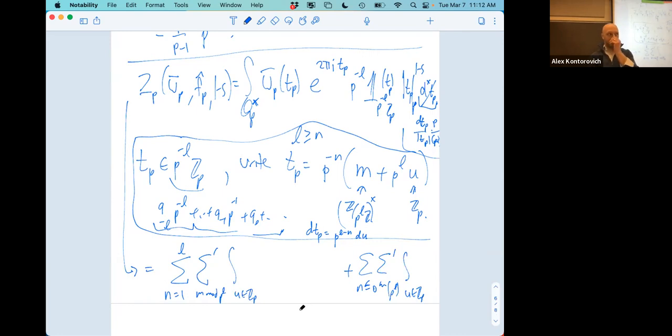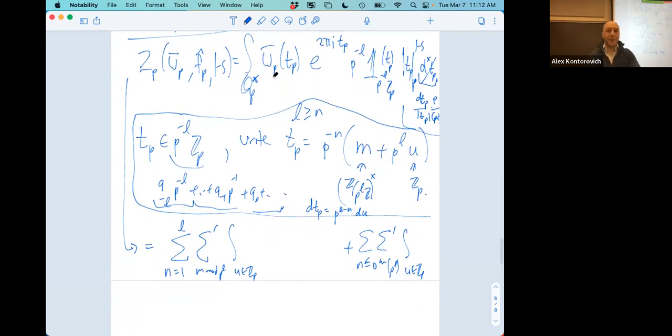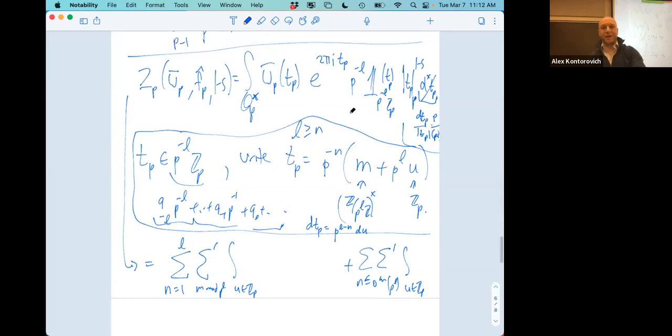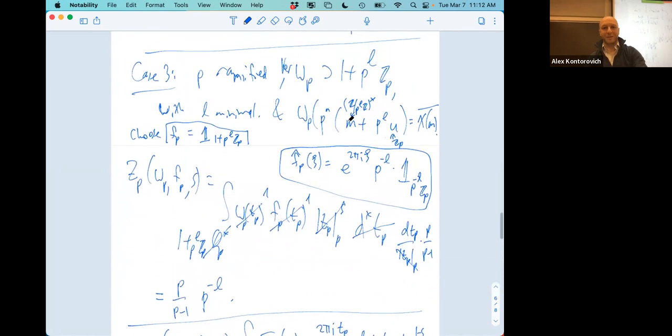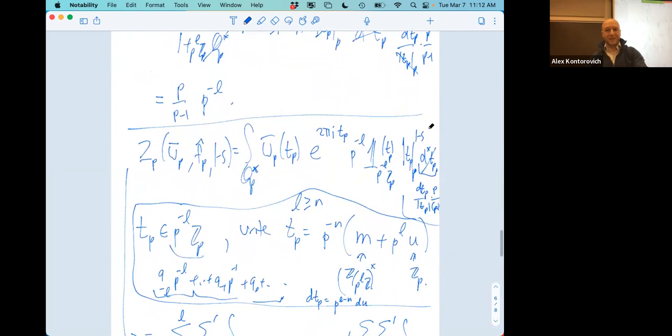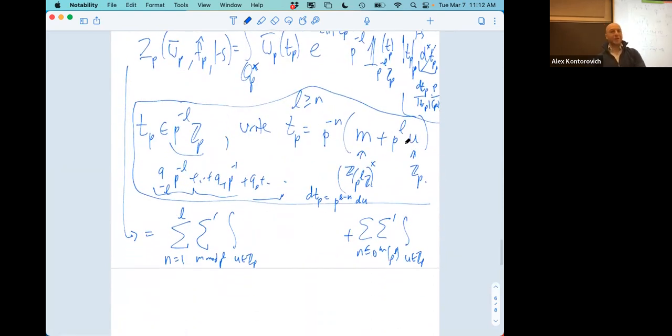Okay. So far, so good. I have a W_P bar of T_P. What happens to W_P bar of T_P? T_P is this. W on something of this form is just chi bar of M. So the shifts in P don't make any difference. The U doesn't make any difference. It's just chi bar of M bar. So I just get chi of M.